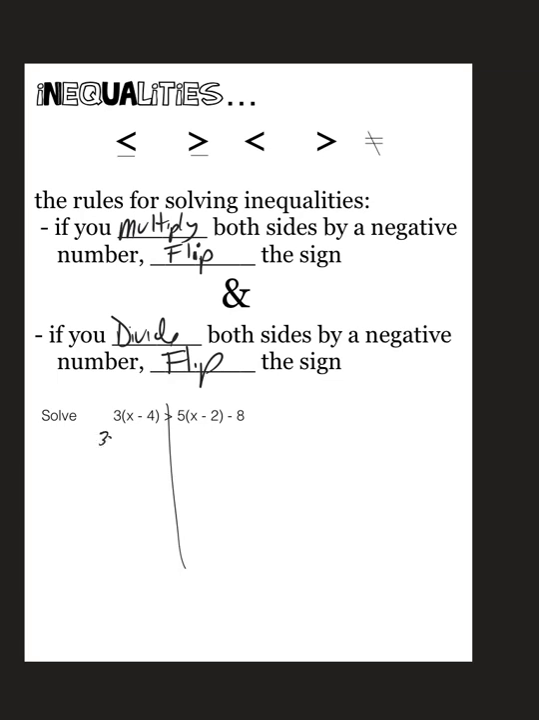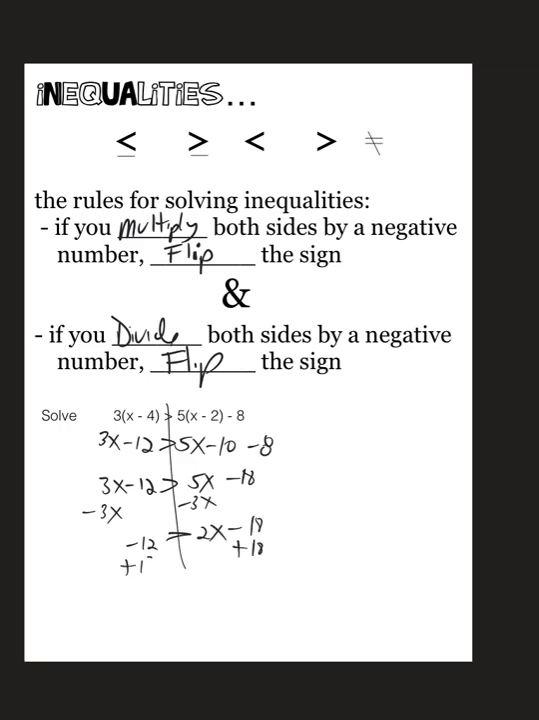So this one, if I distribute my 3, I get 3x minus 12. Distribute my 5, 5x minus 10 minus 8. I'm also going to simplify the right-hand side, so it's 5x minus 18. And then I'm just going to go through all the steps that I would go through if I was solving this and it was an equation.